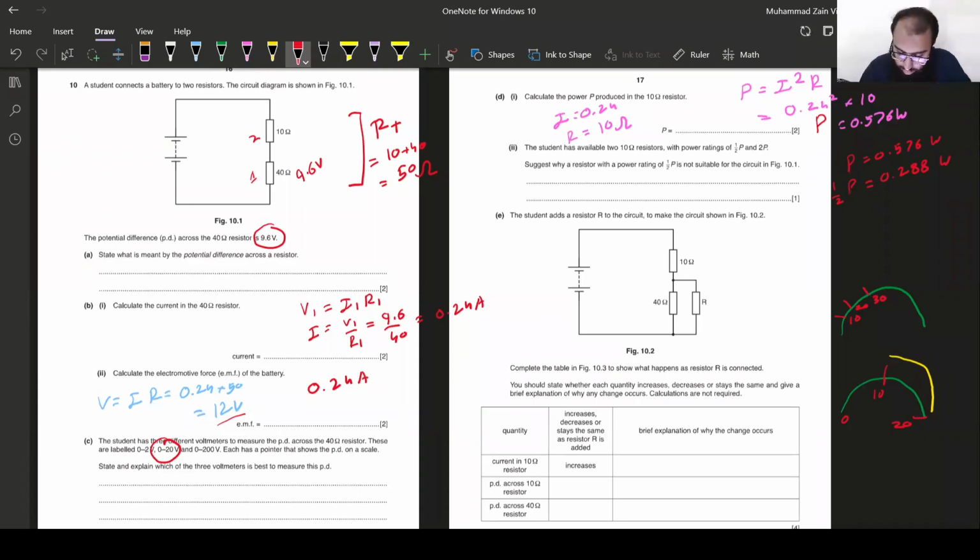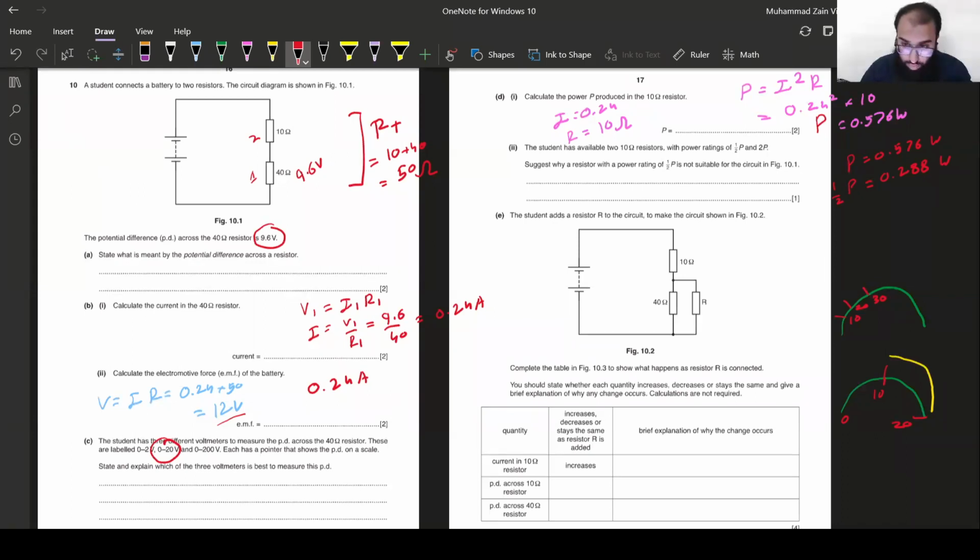Suggest why a resistor with a power rating of 1 over 2P is not suitable for the circuit in part 1. The reason it would not be suitable, as Ali has answered, is because the circuit has a current flowing which is 0.24 amperes.